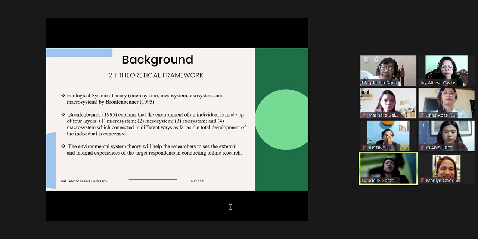Some examples would be home, school, or work. A microsystem typically includes family or peers. Your reactions to the people in your microsystem will affect how they treat you in return. Second is the mesosystem. It consists of the interactions between the different parts of a person's microsystem.